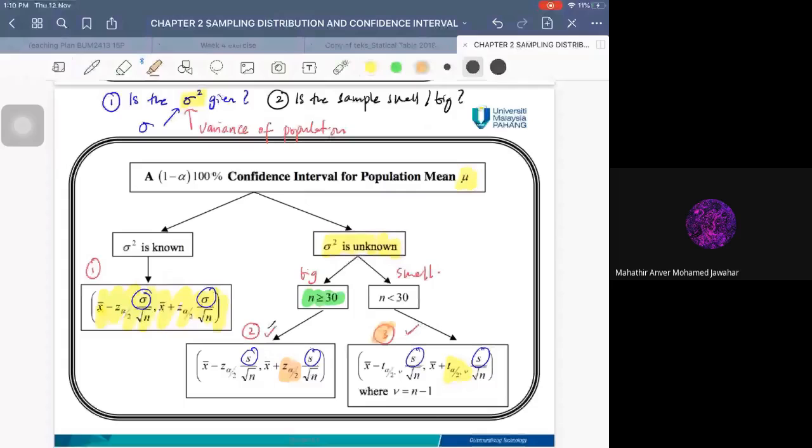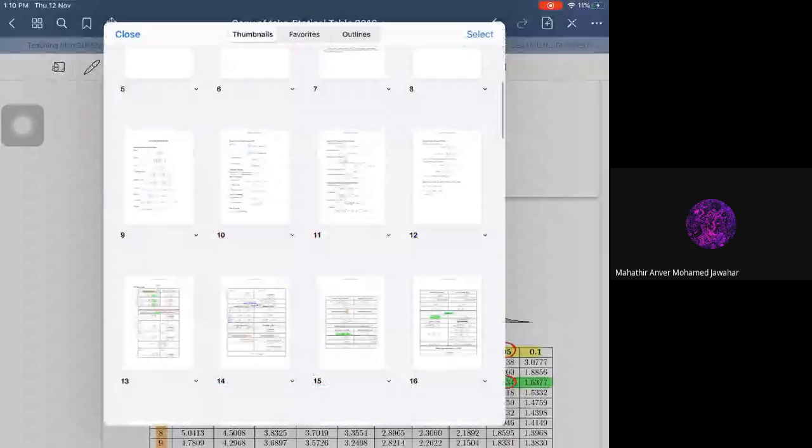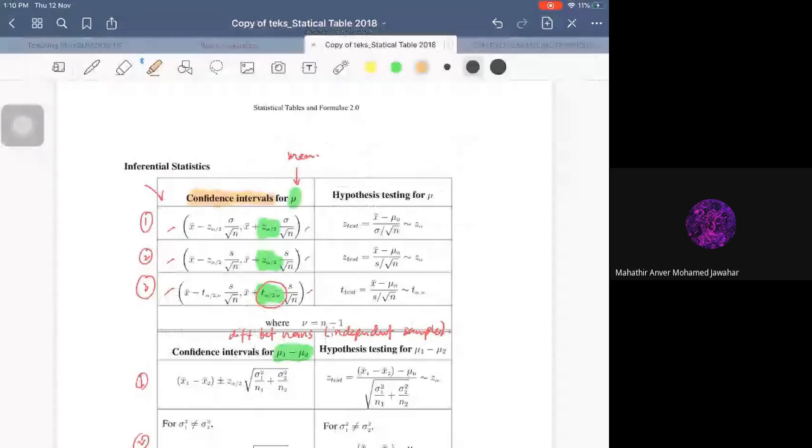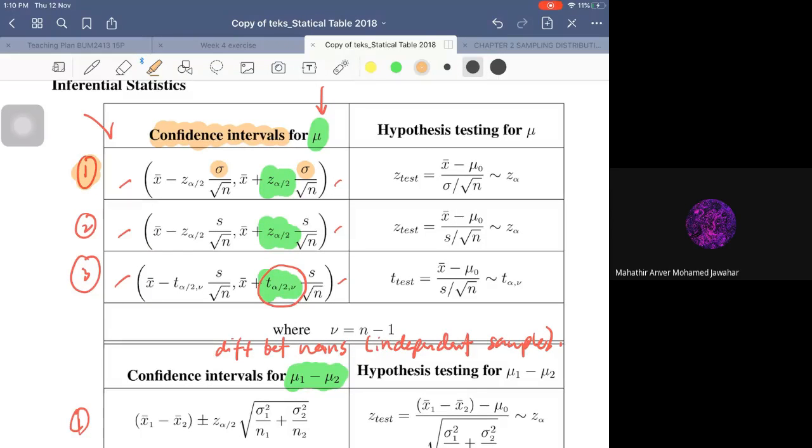And even in your formula book, where's the formula? It's going to be here. It is actually rearranged that way. So this is formula number 1, where sigma is given. This is formula number 2, for which we have a big sample size, and formula number 3 for which we have a small sample size. And for this case, we are going to use the third formula.